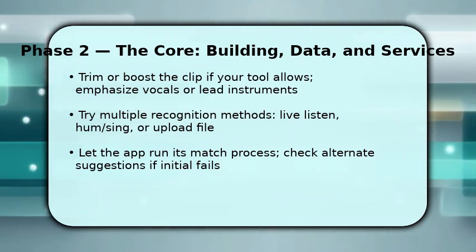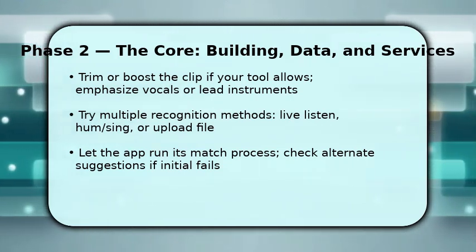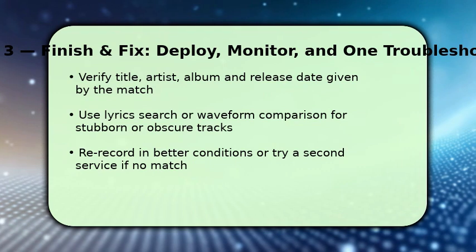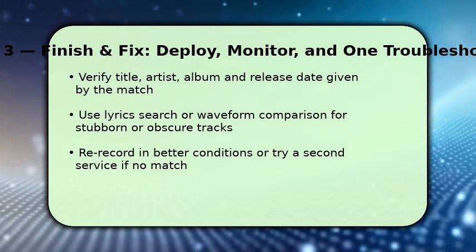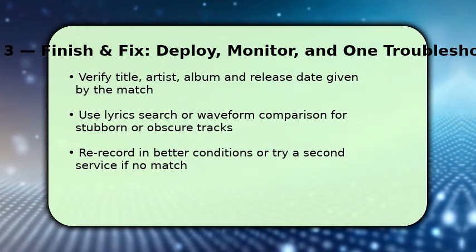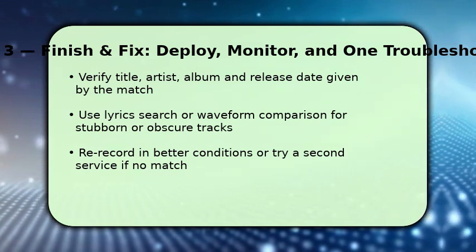If the first result is wrong, review the alternate matches before giving up. You finish by confirming the match details: song title, artist, and album. Play the preview to ensure it's the same recording. Different versions can sound similar.